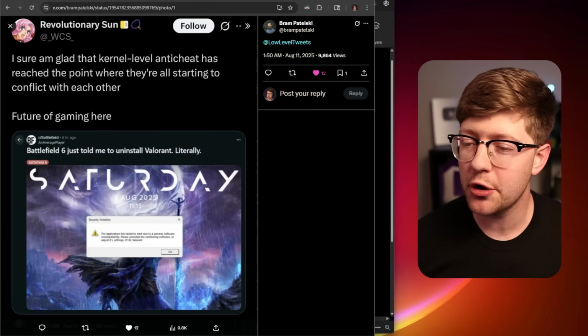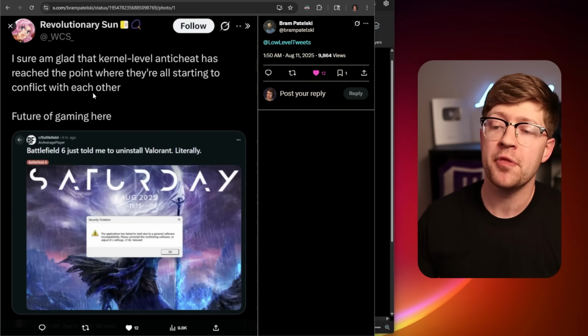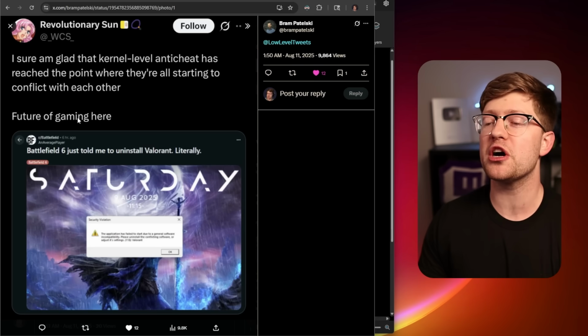I was right again. What was I right about again? I was right about kernel mode anti-cheat. I was perusing x.com, twitter.com by some, and I saw this little tweet that said, "I sure am glad that kernel level anti-cheat has reached the point where they're all starting to conflict with each other. The future of gaming is here."